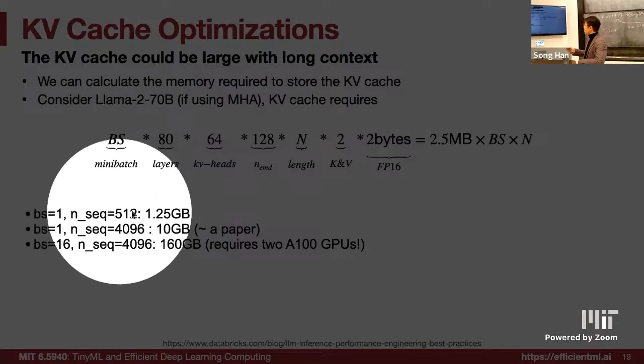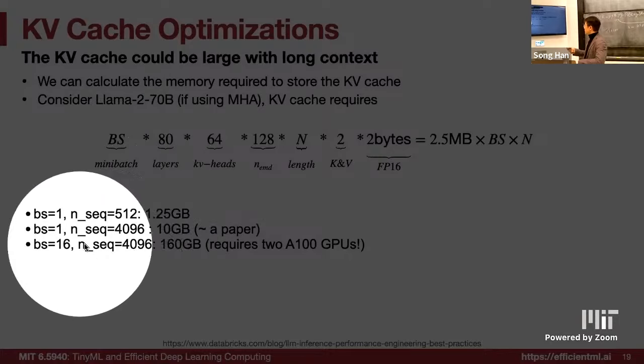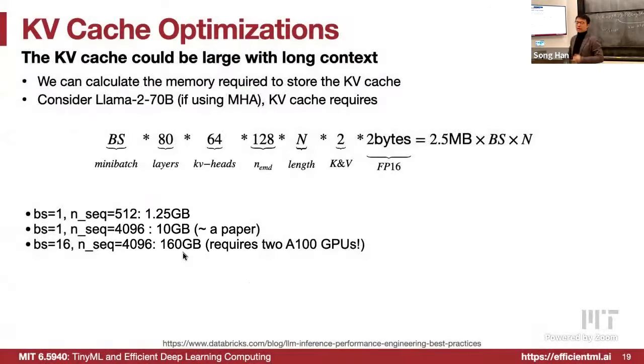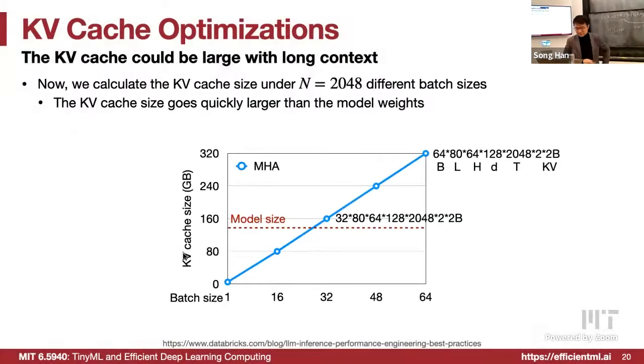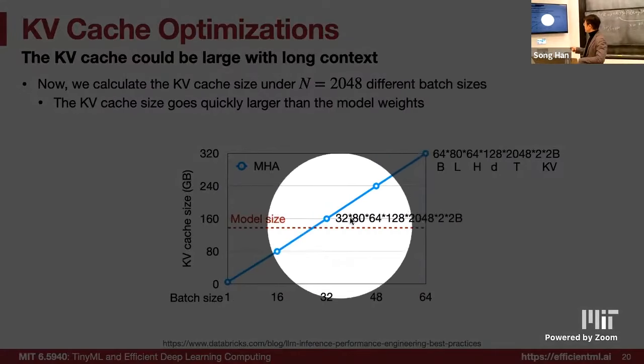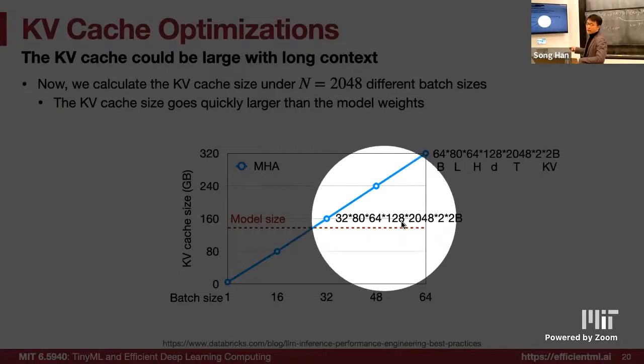Okay, when the batch size is 1 and sequence length is 512, it is 1 gigabyte. A batch size of 16 with sequence length of 4K, that's 160 gigabytes, like 2 A100 GPUs. And this KV cache size will grow linearly with the batch size. Okay, sometimes it even easily surpasses the model size.